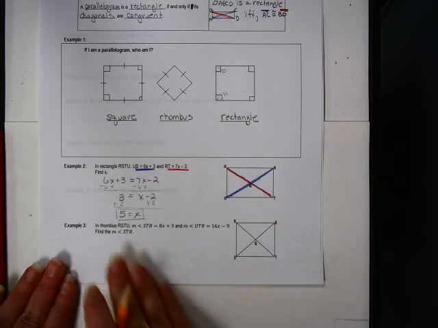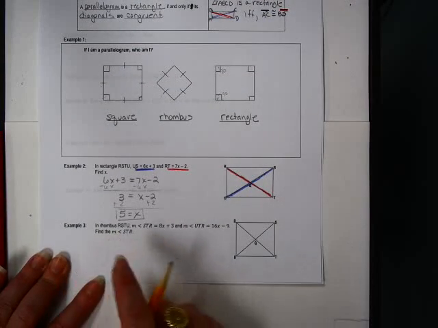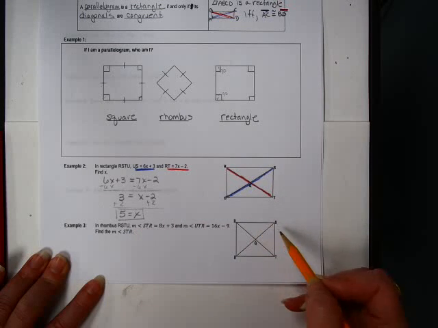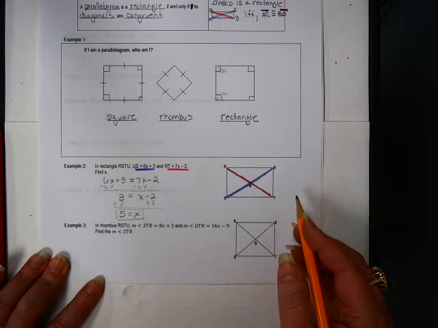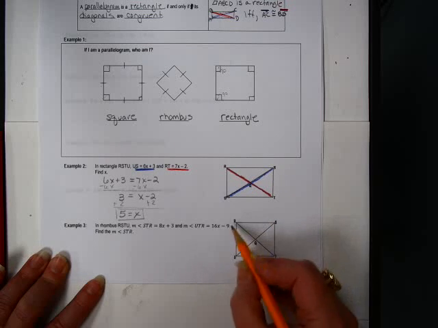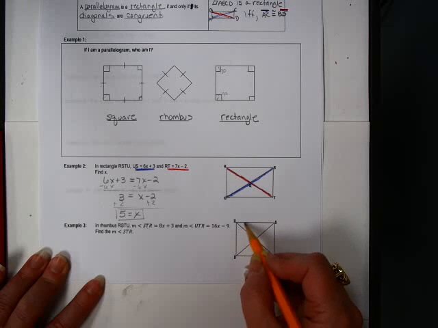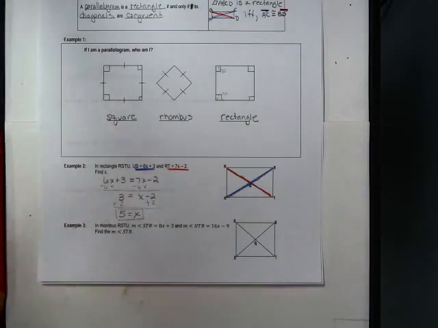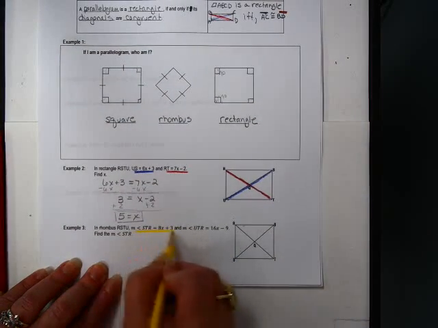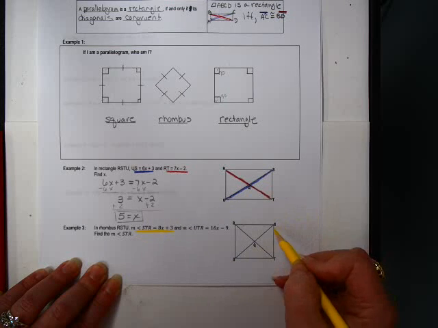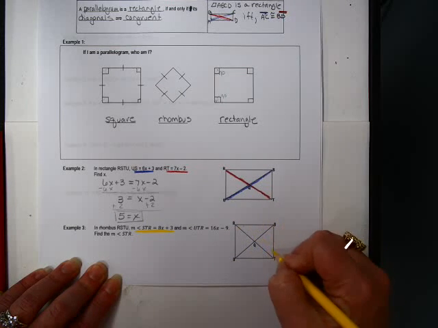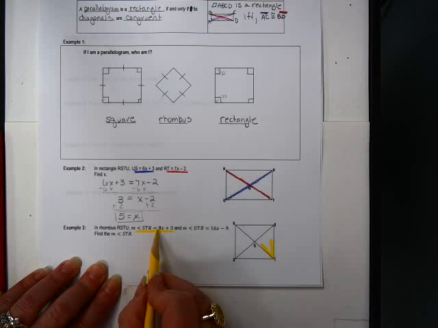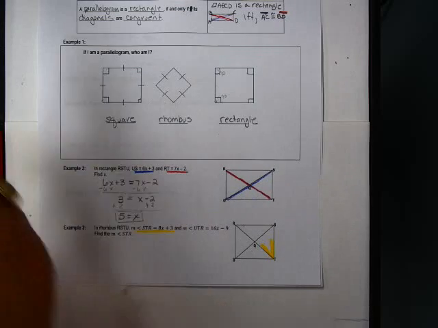In the next one, we know that this is a rhombus, and since it's a rhombus, I know that all these sides are congruent. I also know that the diagonals bisect the opposite angles. So let's take a look at which angles we're talking about. First of all, I'm going to use a color to highlight this one. It says STR. We're talking about this angle right here. We know that angle is 8x plus 3.